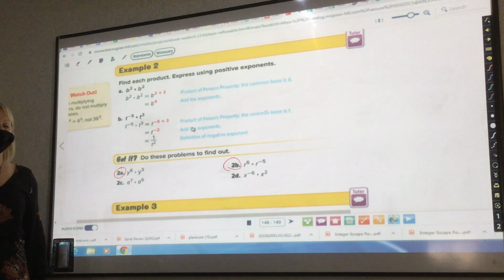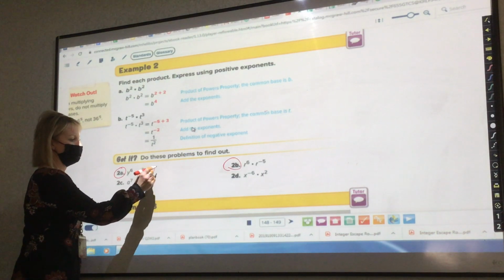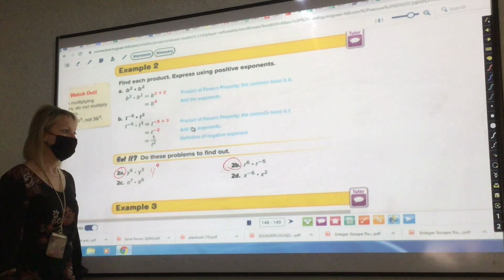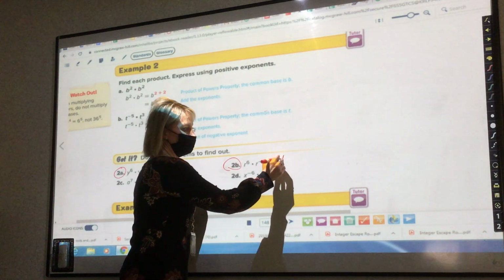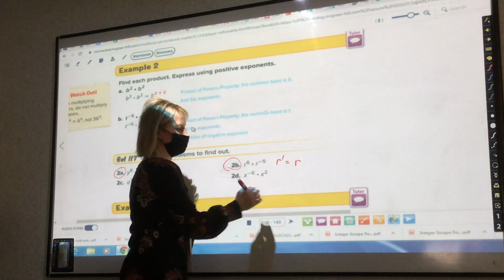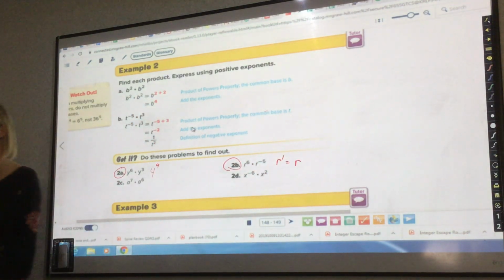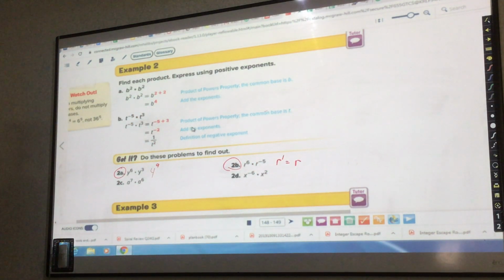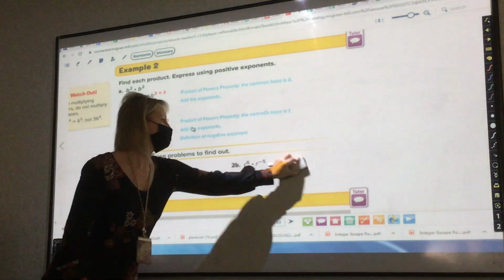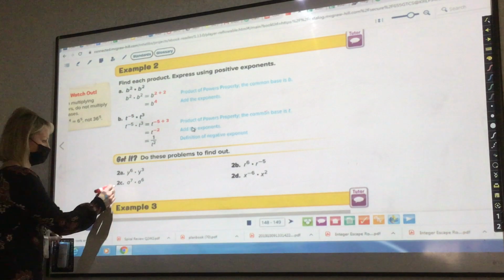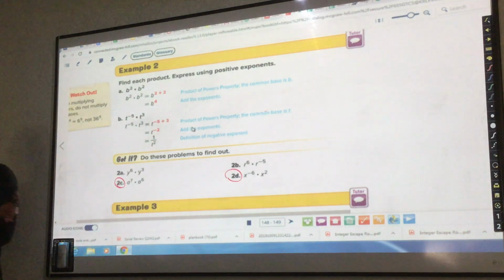So 2a, y to the 9th, that's it. 2b would be r to the 1st, which is just r, because I have a positive and a negative. Hold up your boards if you get them both right. Okay, go on to 2c and 2d. Do them in your head if you can.